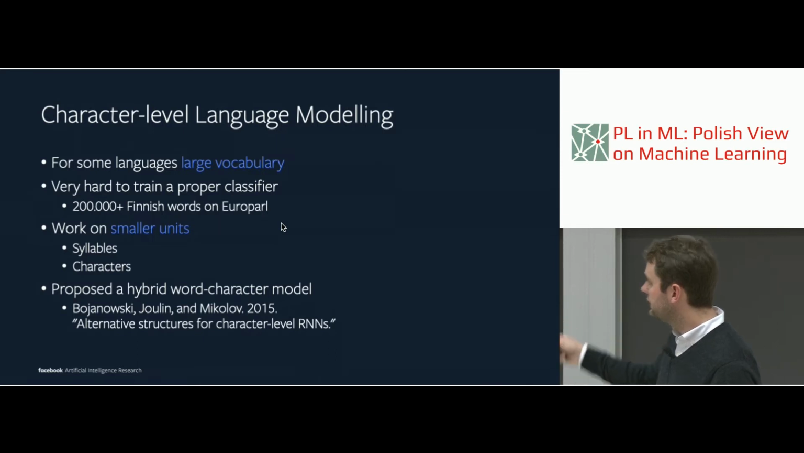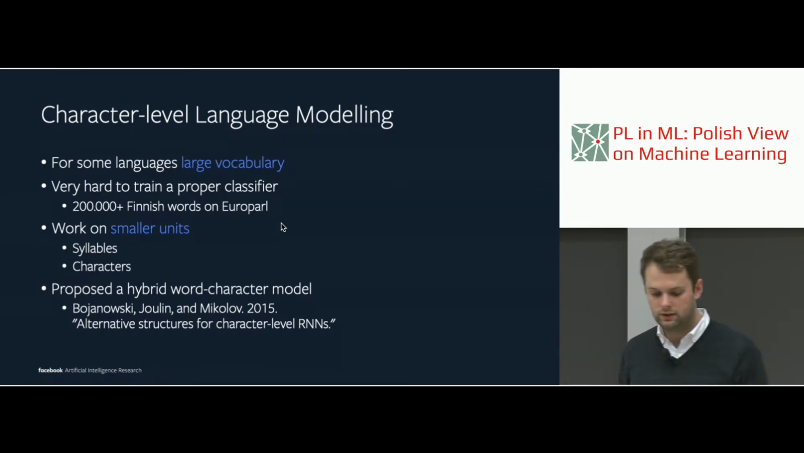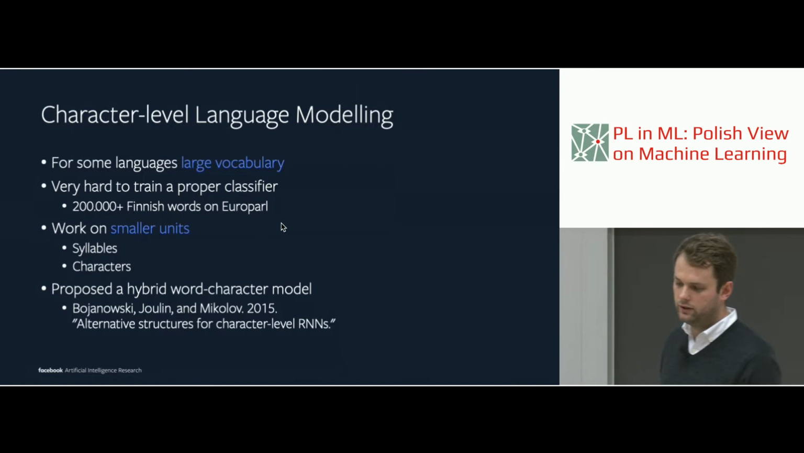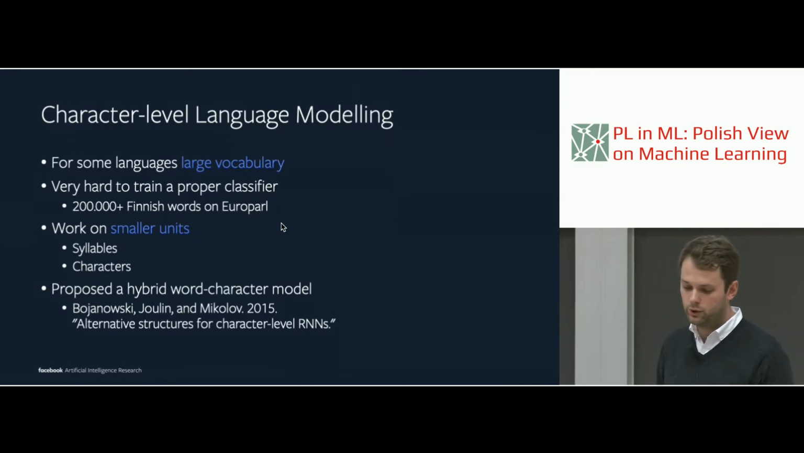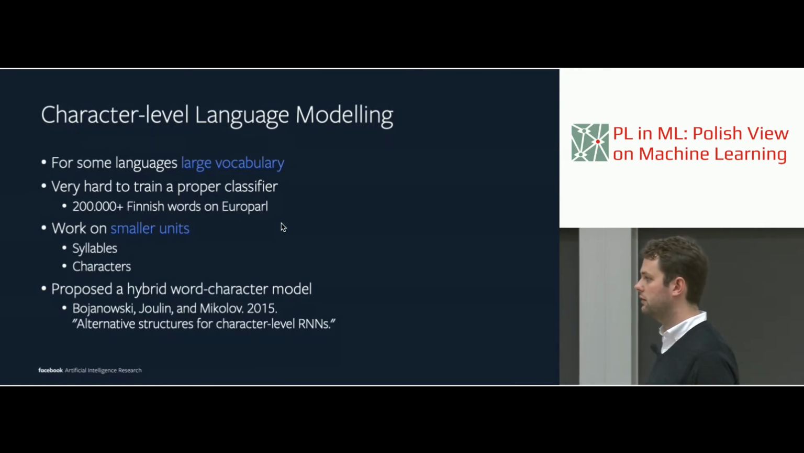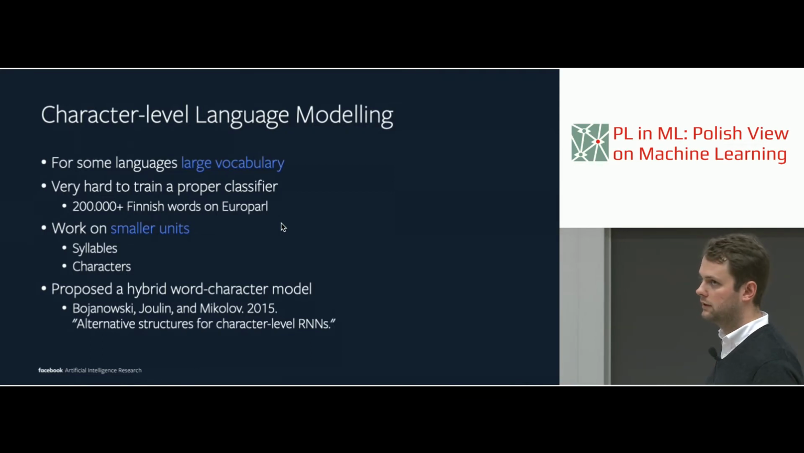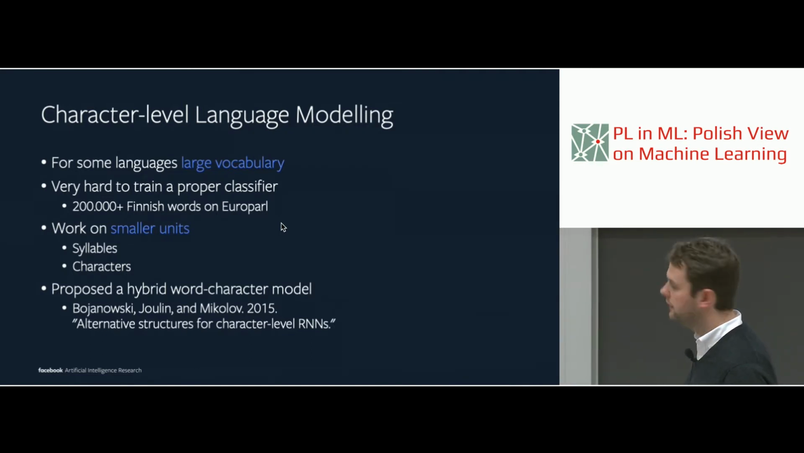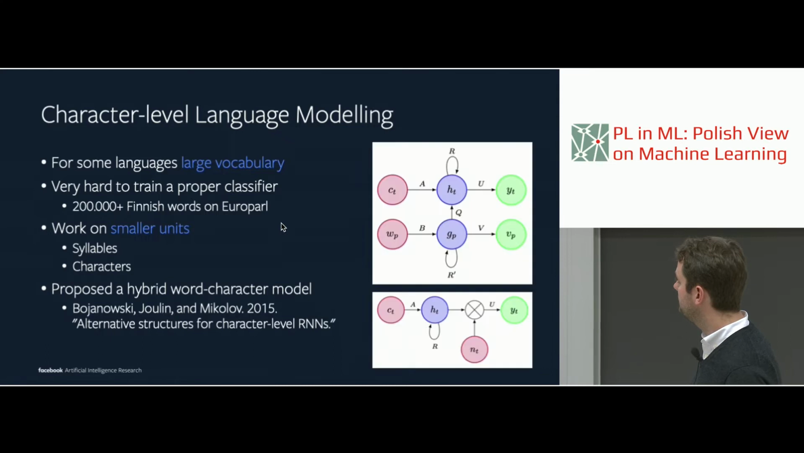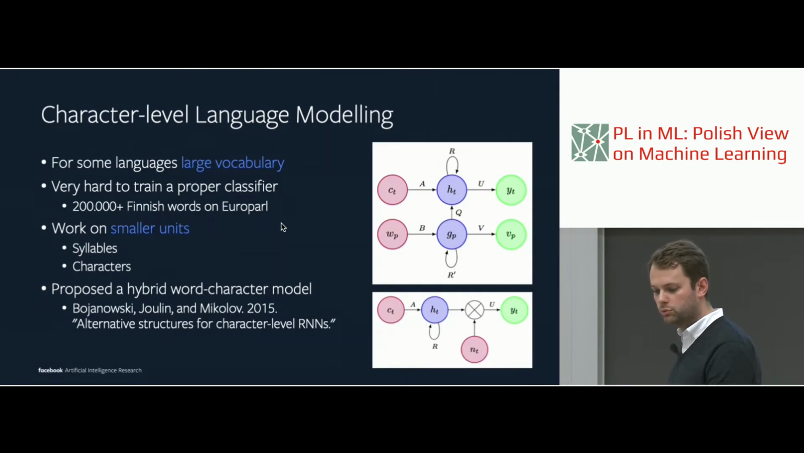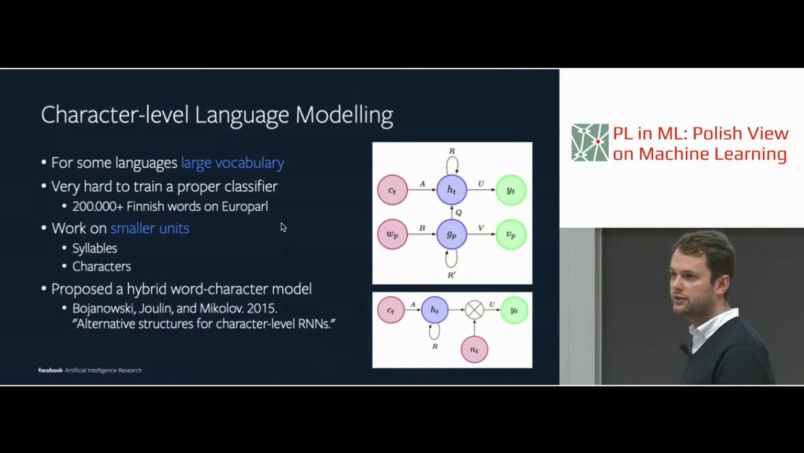I myself, with some colleagues, have proposed a model that was a hybrid word and character level language model, which was basically exploiting both cheap word level language modeling with some more expensive character level language modeling in order to allow you to predict even for words that you've never seen in the training set for languages such as Finnish.